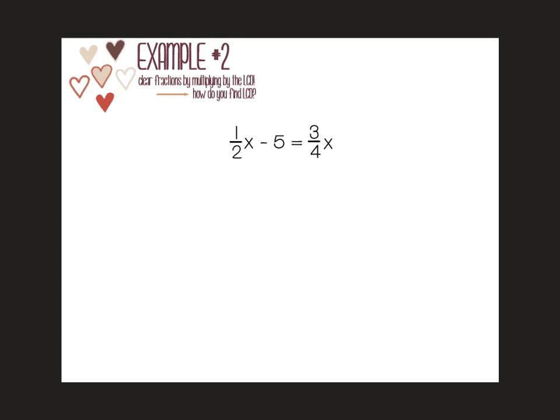Okay, example 2 has fractions, which I know a lot of the time people just hate. So the easiest way to do these is to clear out your fractions and just get rid of them. The way you do that is you're going to look at your denominators, and you're going to find the least common denominator. We've done this before, but just in case you forget, you want to list them out as prime factors.